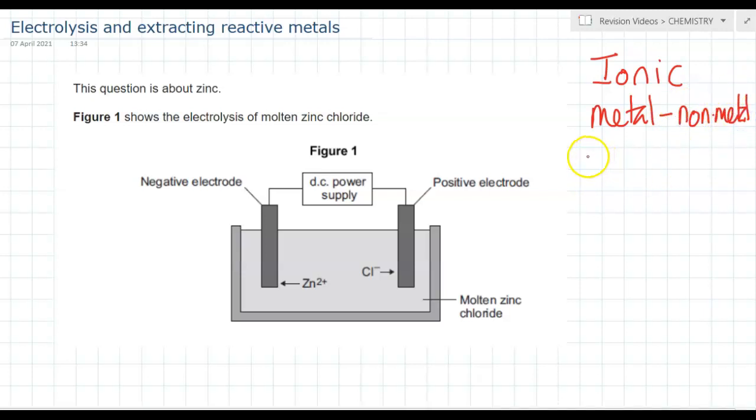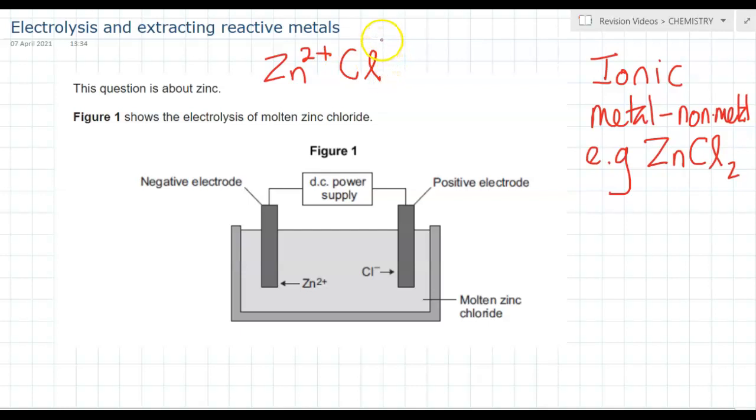An example of an ionic substance is shown here, which is zinc chloride, ZnCl2. Notice that the formula you can work out by looking at the ions, which are shown here, and because the zinc is 2+, I need to have two 1- chloride ions to cancel out the charge, and so the formula shows that you need 2 chloride ions for every 1 zinc ion. So the formula is ZnCl2.